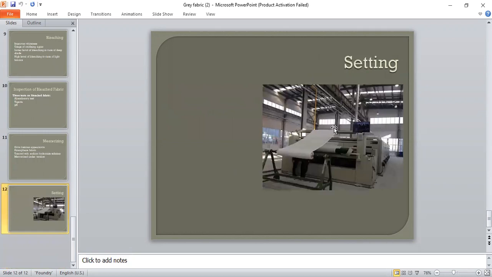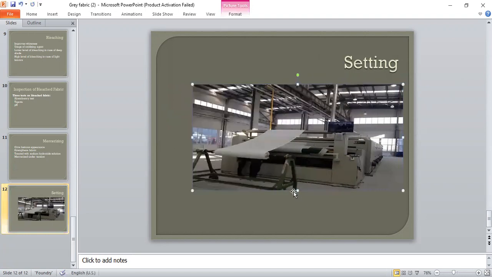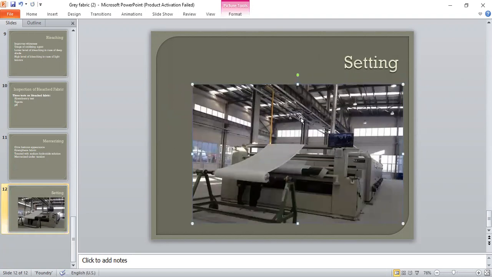So the next slide is setting. This is the stenter machine.